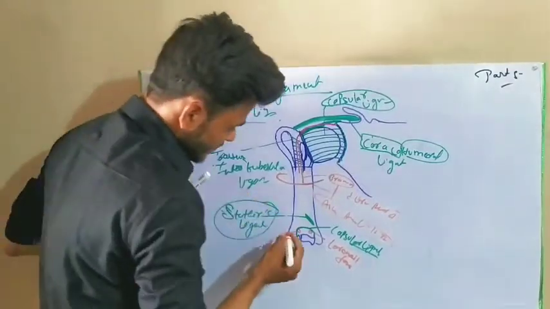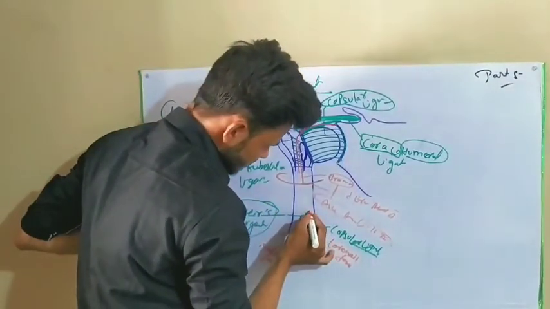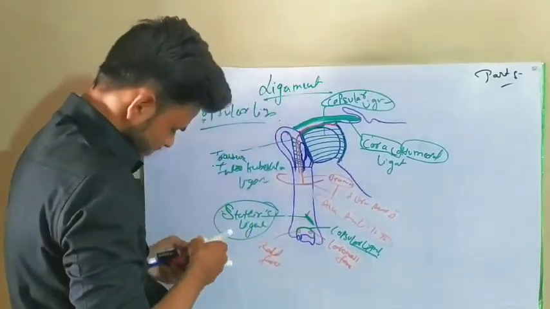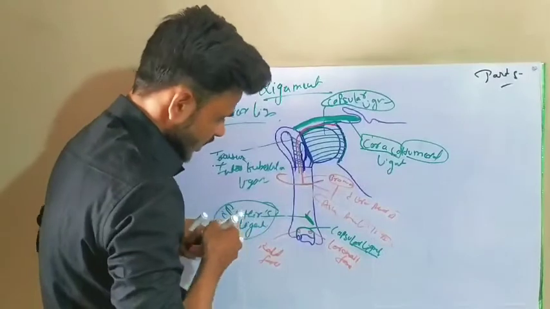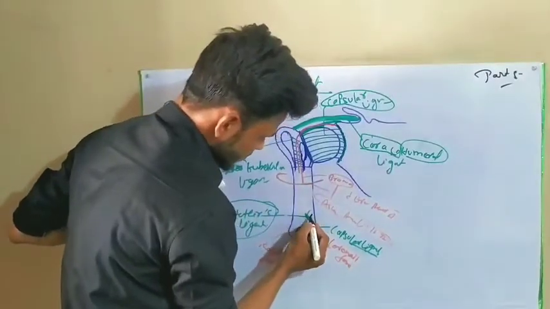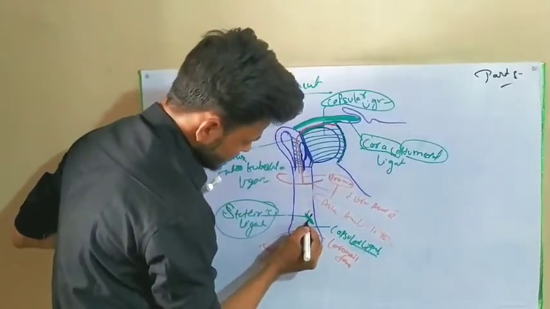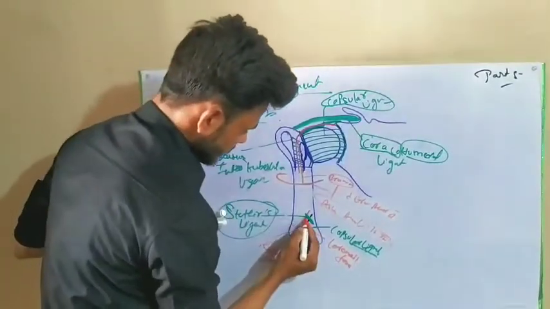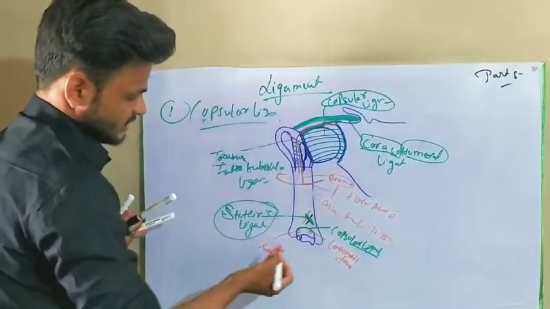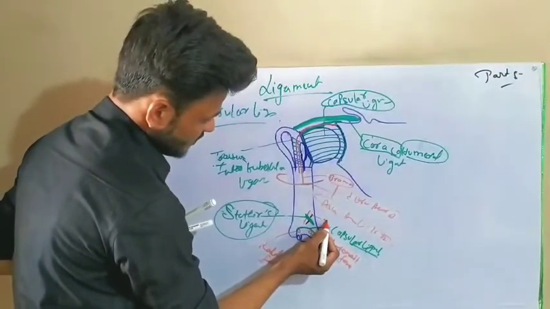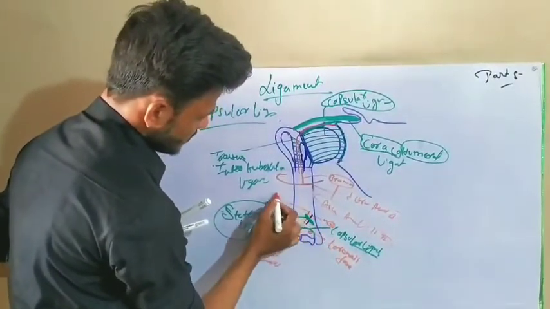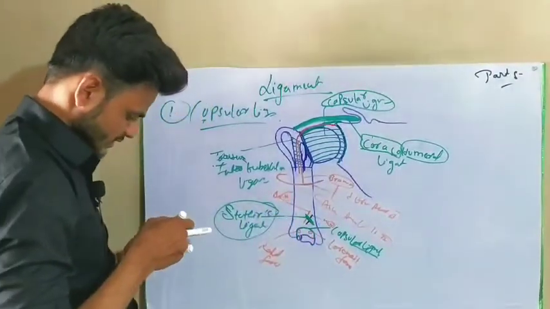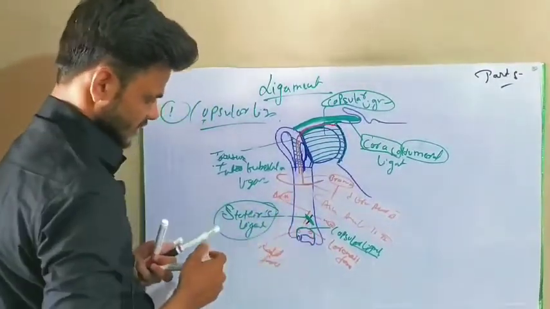Deep to Struthers' ligament there are structures: this is the brachial artery, and there is a nerve called the median nerve. Deep to Struthers' ligament, these structures pass.